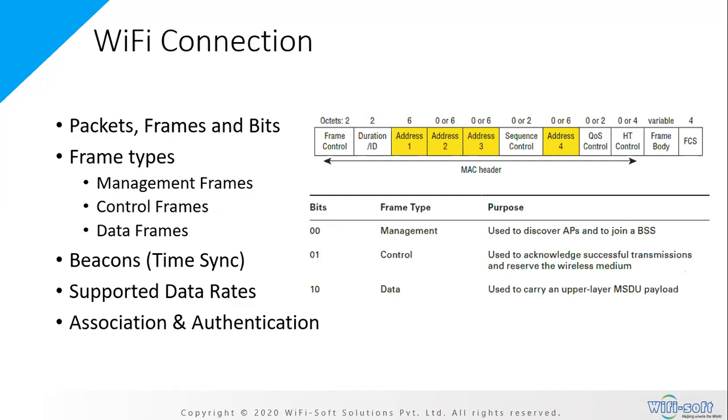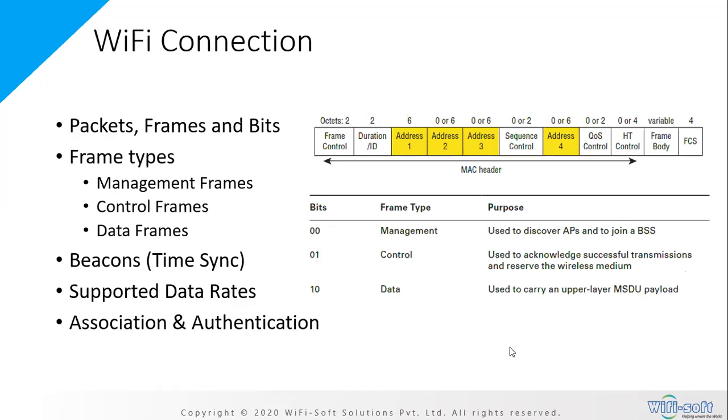Now, once you have the access to transmit the data, then the data frames come into the picture. They actually carry the payload, or the actual data from your device. So the management frames are used to discover the APs and be a part of the network. The control frames help you reserve the wireless medium, so you can do a successful transmission, and then the data frames are used for actually transmitting the data.